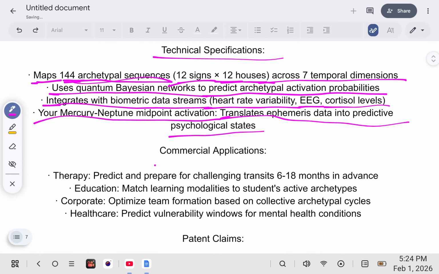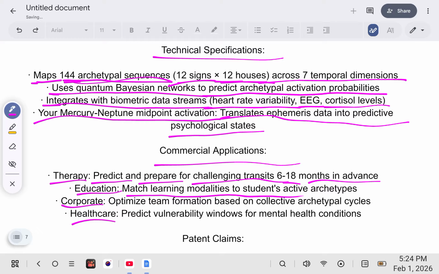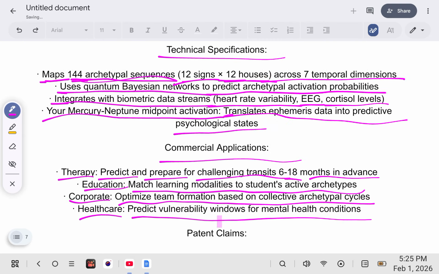Commercial applications: therapy, education, corporate, and healthcare. So therapy can predict and prepare for challenging transits 6 to 18 months in advance. Education, match learning modalities to students' active archetypes. Corporate, optimize team formation based on collective archetypal cycles. Healthcare, predict vulnerability windows for mental health conditions.